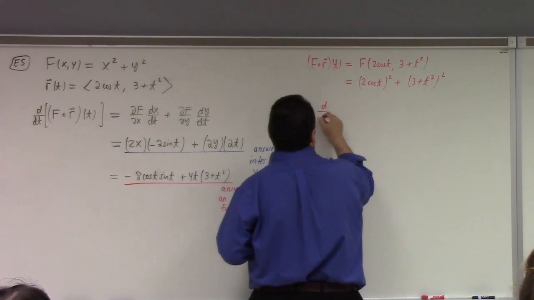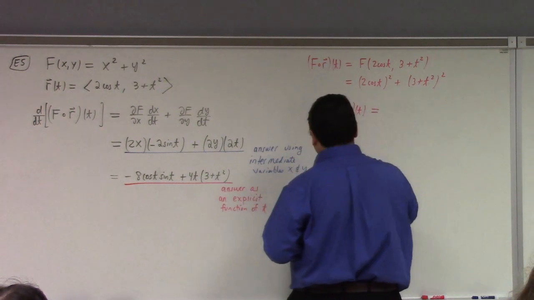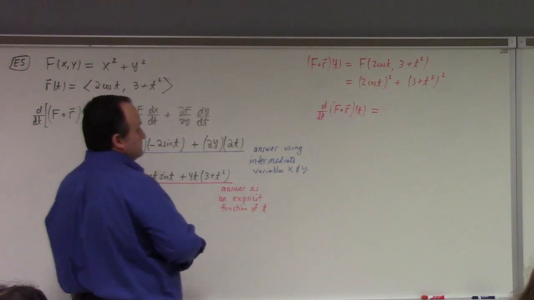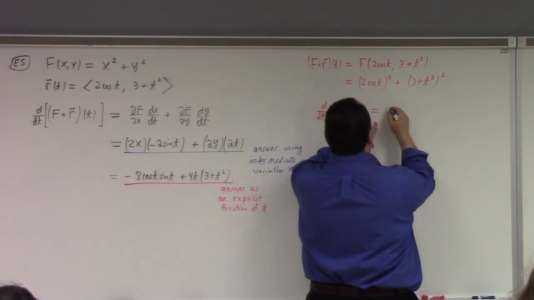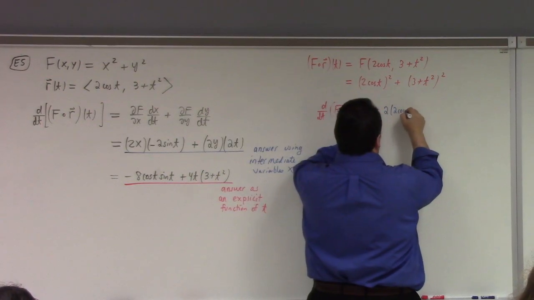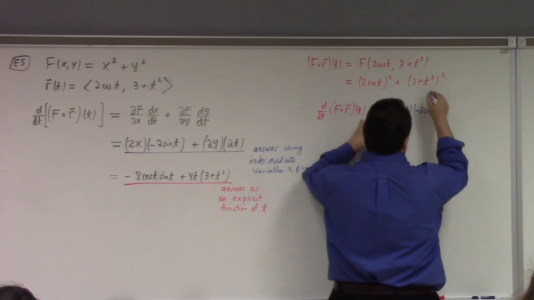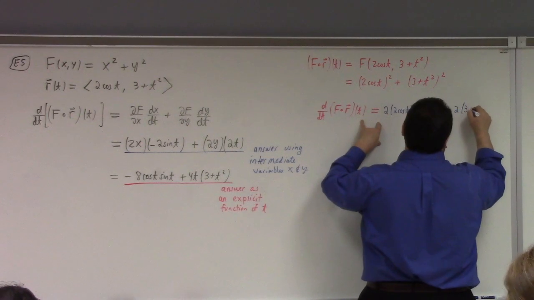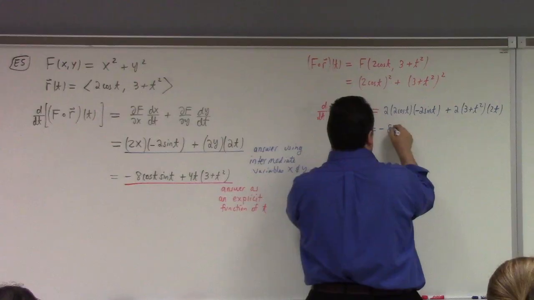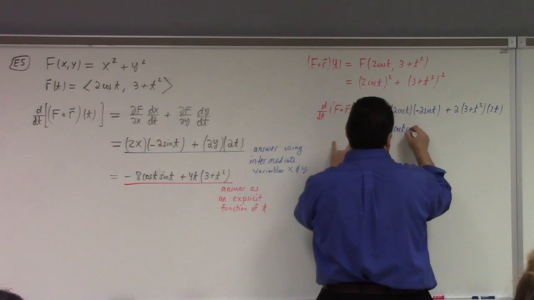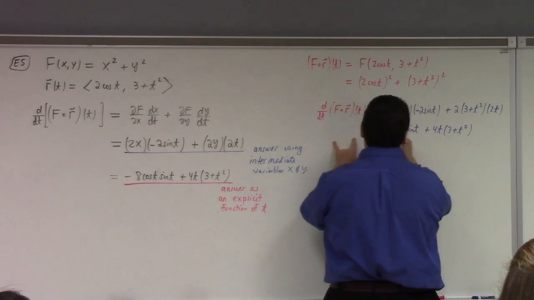And as such, the derivative with respect to time of f composed with r of t is just equal to what? We get 2 times 2 cos t times what? Yeah, negative 2 sine t. And over here we get 2 times 3 plus t squared times 2t. Also known as minus 8 cos t sine t plus 4t times 3 plus t squared. Oh my goodness, what do you know? It's the same.